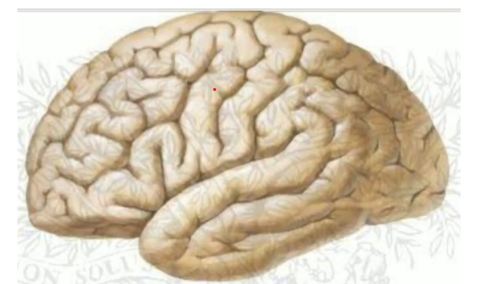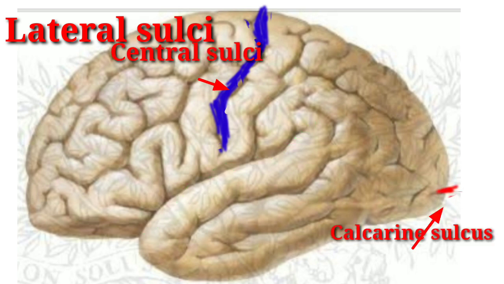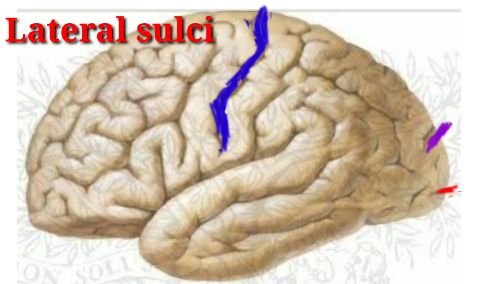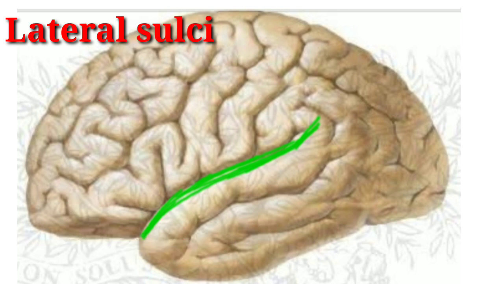They are 4 in number: lateral sulci, central sulci, calcarine sulci and parieto-occipital sulci. First we see the lateral sulcus. So, lateral sulcus is otherwise called Sylvian sulcus. It is the most conspicuous of all the cerebral sulci and it has a stem and 3 rami.